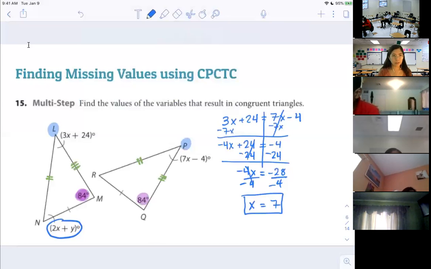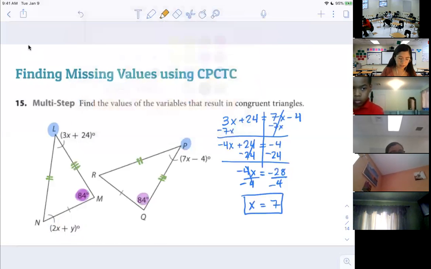Okay. So Perla was saying, what's the value of P? Right? Because right now we only know the value of X, but we don't know how much that whole angle measures. And if I need to figure out the measure of angle N, I can't do that until I know the value of the other angles.